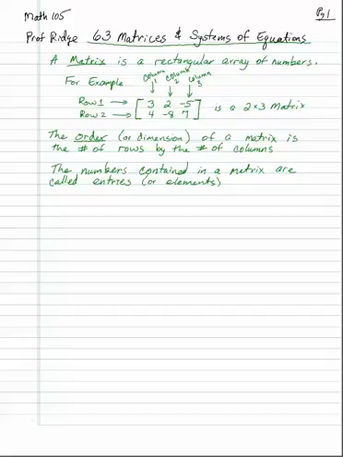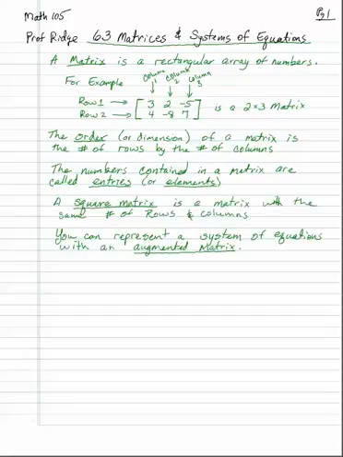The numbers contained in a matrix are called entries, or sometimes we call them elements. So either one of those. 3 is an entry of the matrix, 2 is an entry, -5 is an entry, and so on. Now a square matrix, you may hear me say that once in a while, is just a matrix with the same number of rows and columns.